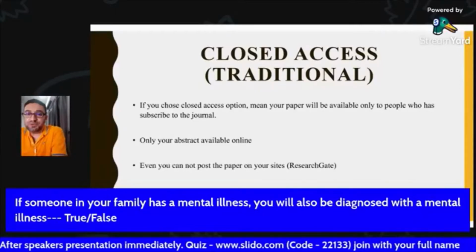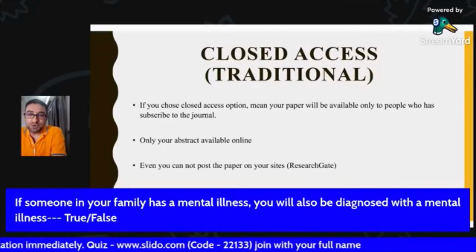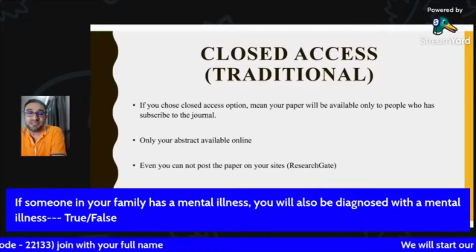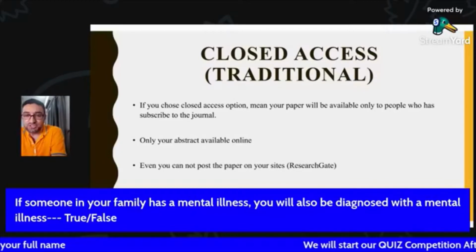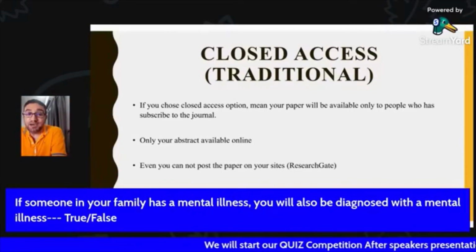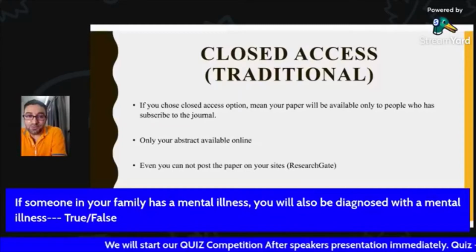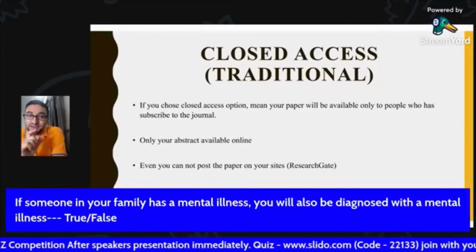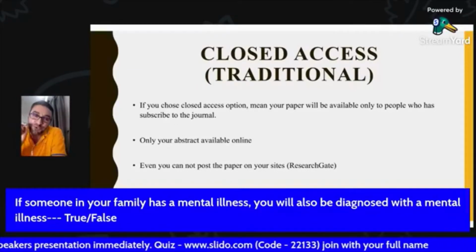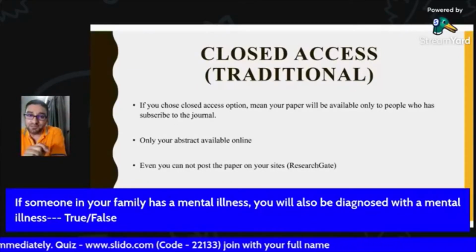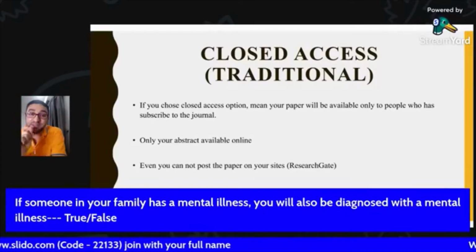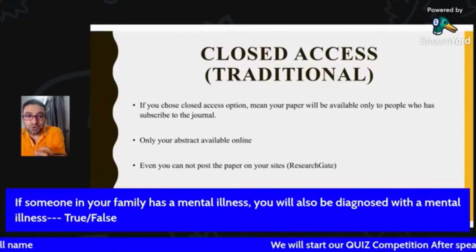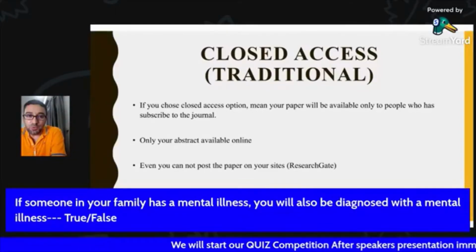So if you choose a closed access option or closed access journals, meaning that your paper will be available only to those who have a subscription to these journals, as we mentioned just now. Only your abstract will be available for free on their website. So if the reader needs to read more about your paper from your abstract, then he needs to subscribe, he needs to purchase, or you need to go to your university and ask them whether they have access to it or not.